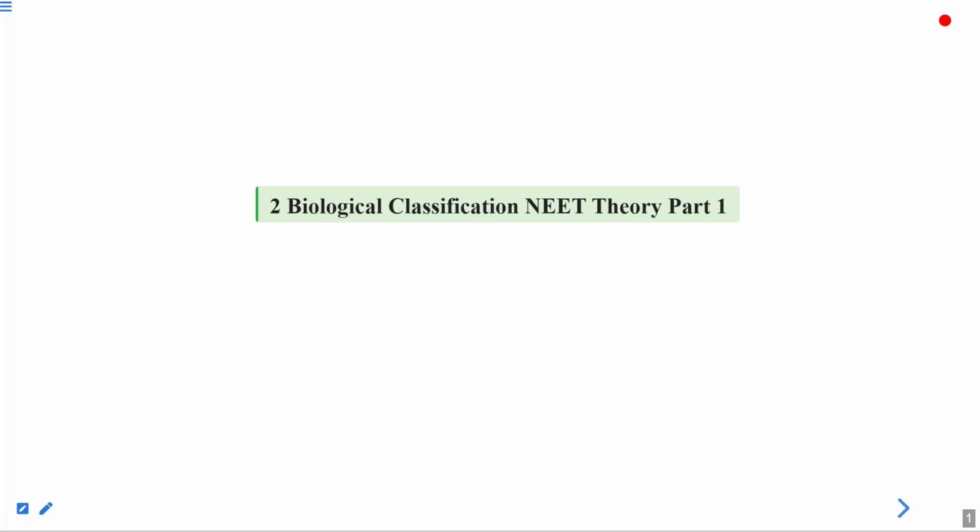And today we'll be discussing the theory related to the chapter biological classification. So in this session we'll be discussing the theory based on the NEET exam. I will tell you which topics are very important, what is the weightage of this chapter, what are the concepts on which questions can come. So we'll discuss this. This session or this lecture is focusing on the NEET exam.